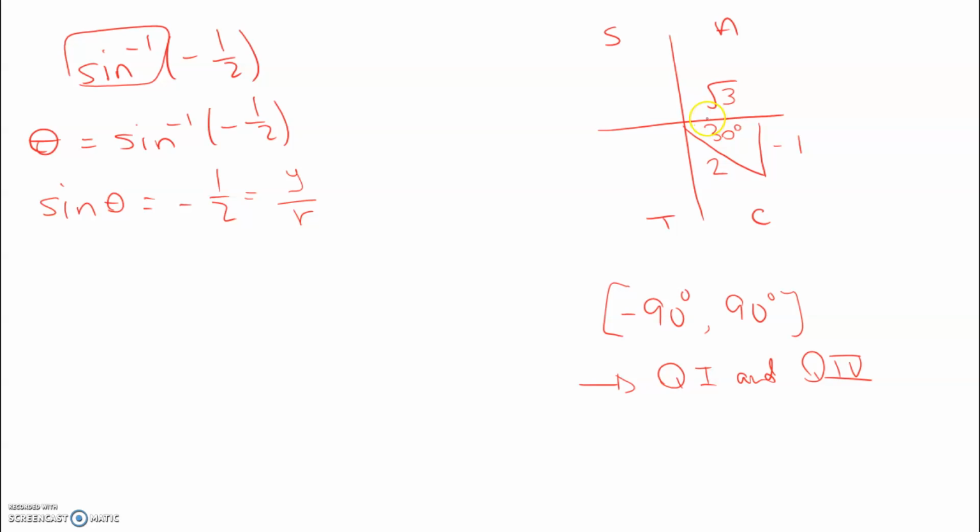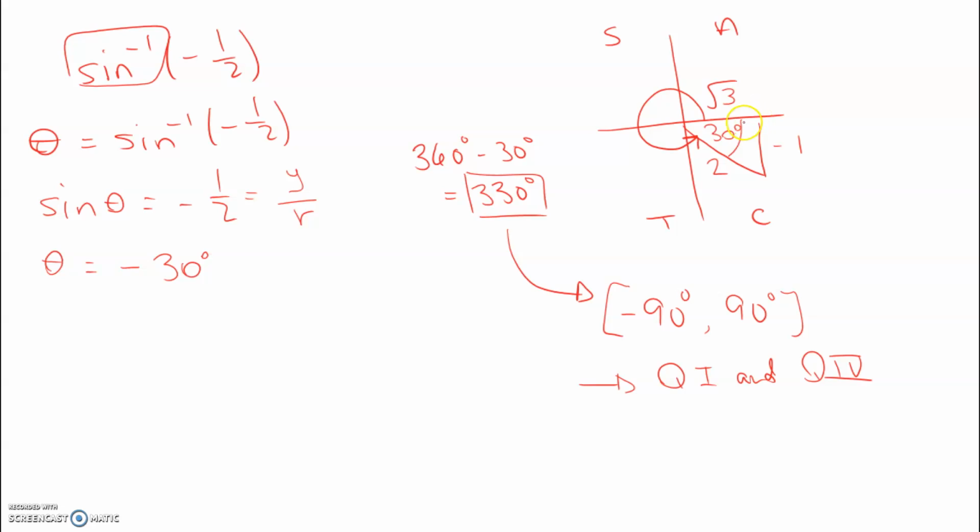Now we could describe this as, if we put it in standard position, this would be 360 minus 30, which would give us 330. But notice that 330 falls outside of this range from negative 90 to 90. So we need to be able to describe this little angle in a different way. So instead of making it a positive angle, theta is equal to negative 30, if we go the opposite direction, starting here and going this way. Now negative 30 is within this interval, so this would be our final answer.